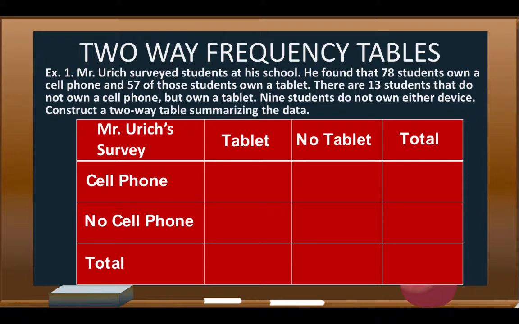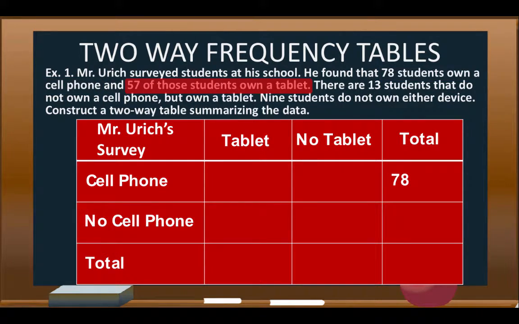So let's go ahead and read through this one more time, and let's take it one part at a time. So the first part says 78 students own a cell phone. So altogether, 78 of the students at Shawnee Heights Middle School own a cell phone. So we're going to look at cell phone. We're going to go to the cell phone row, and we're going to put 78 under the total.